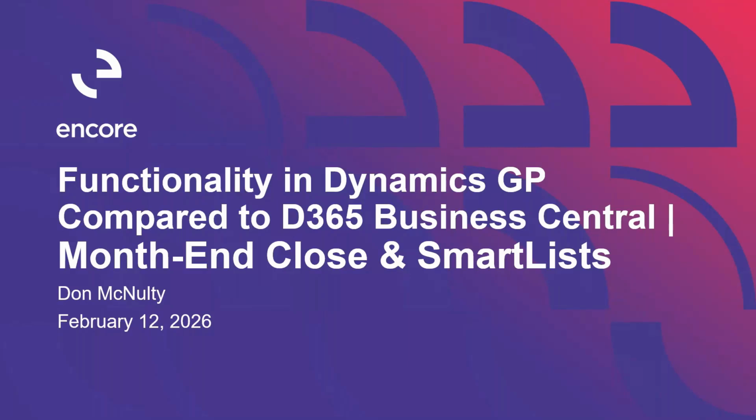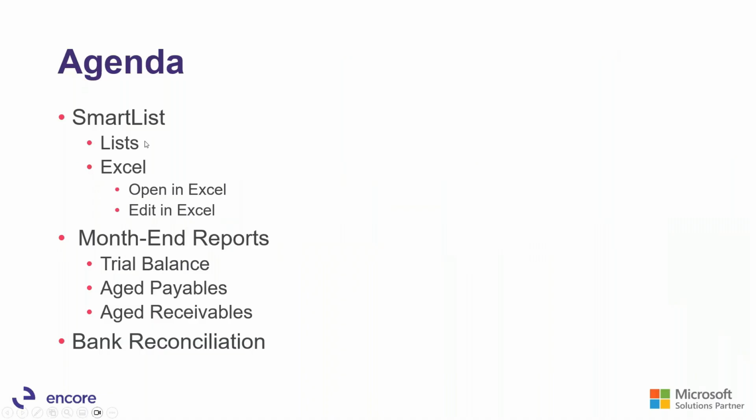So today what we're going to talk about is some SmartLists and some month-end close information. All right. So we're going to talk about lists versus SmartLists to begin with. So in SmartList in GP, you're allowed to grab data from specific views that Microsoft has provided, and you can push those out into static Excel workbooks and things like that. We'll go through how that works inside both GP and inside Business Central.